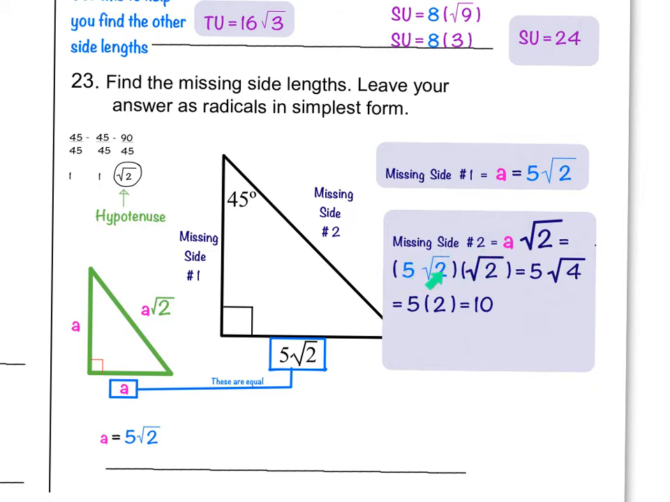This time I can multiply the 2's together because they're both inside of a square root. So 2 times 2 becomes the square root of 4. The square root of 4 is 2. And 2 times the 5, which I have here. So square root of 4 becomes 2, and 2 times 5, right here, becomes 10. So that means my missing side here is 10. This missing side is 5 square root of 2, and this missing side is 10.